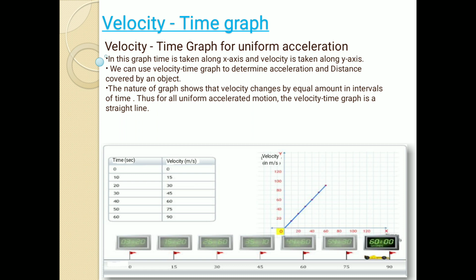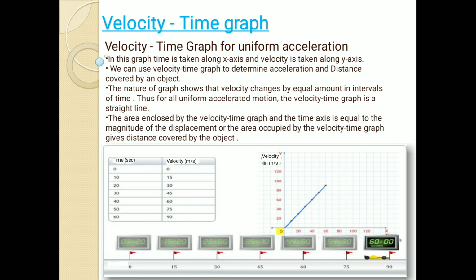Already you know the meaning of uniform acceleration: equal change in velocity in equal intervals of time. Okay. So in the same way, in the distance time graph, uniform motion shows a straight line. In the velocity time graph also, uniform acceleration shows a straight line. Thus for all uniformly accelerated motion, the velocity time graph is a straight line. So you understood? Uniform acceleration means the velocity time graph shows a straight line, always a straight line. You can see the straight line over here.